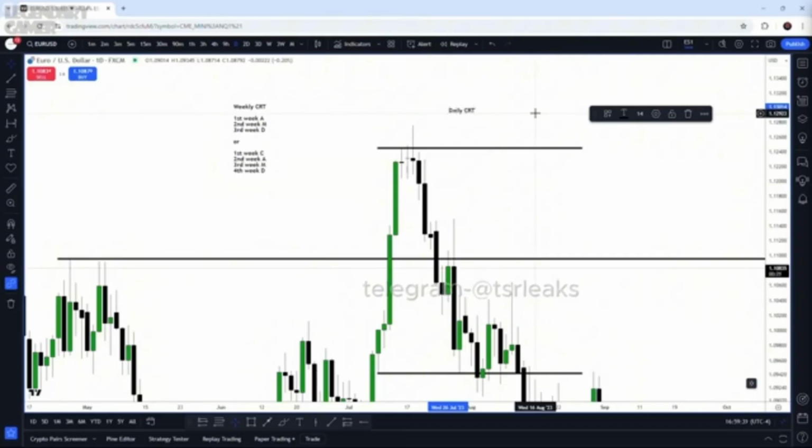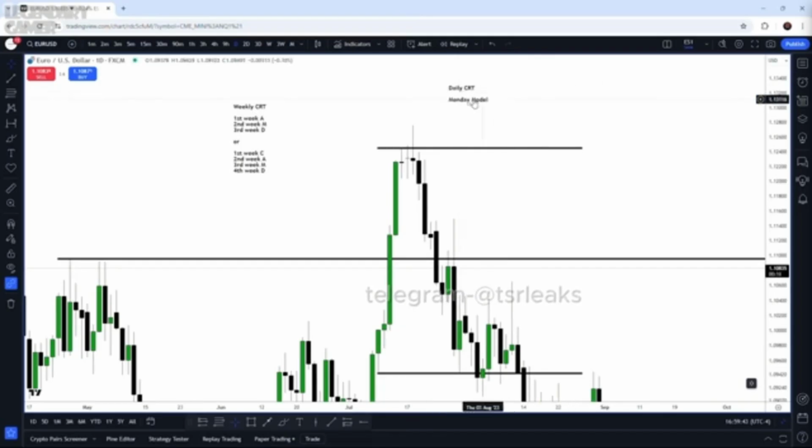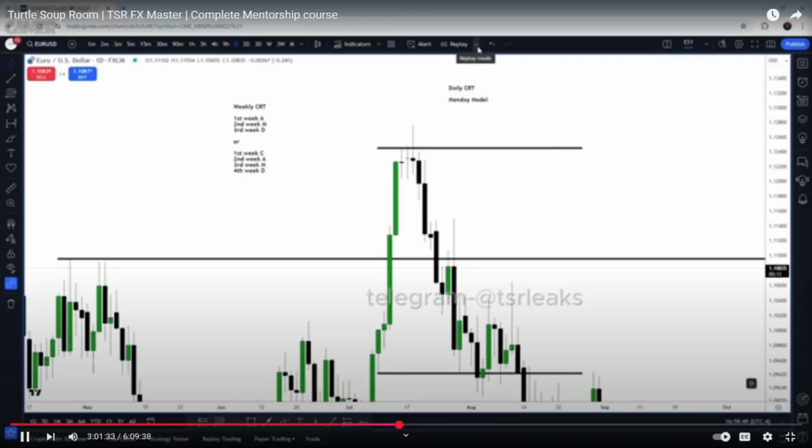We'll talk about the daily CRT that I want to bring up today, which is going to be the Monday model. Okay, this is likely going to be the only daily CRT that I bring up today. However, very important.